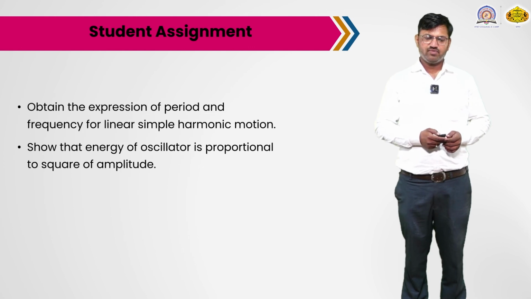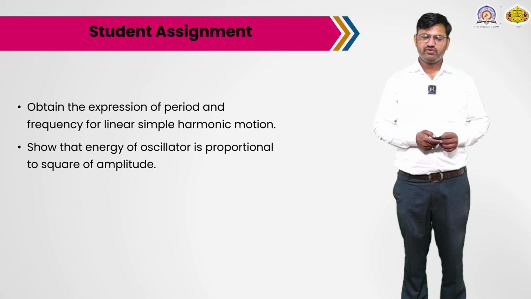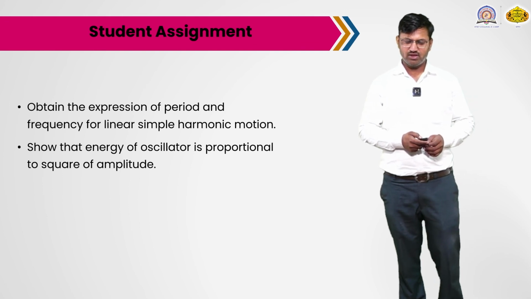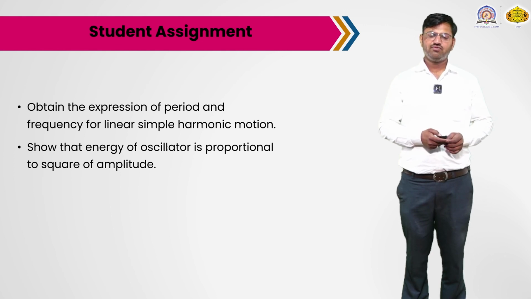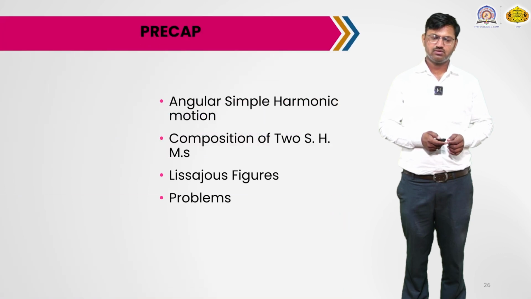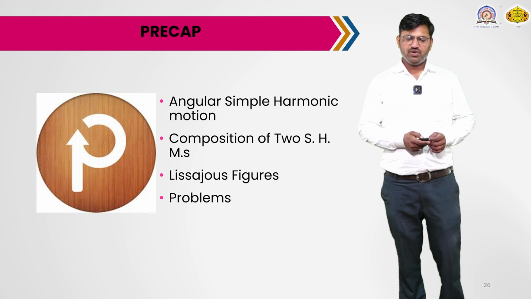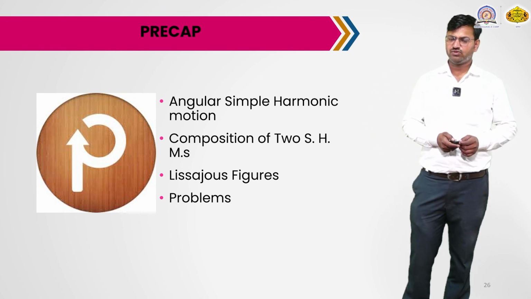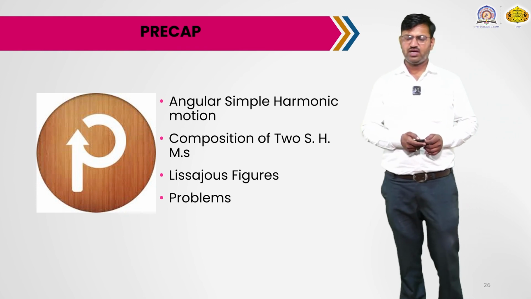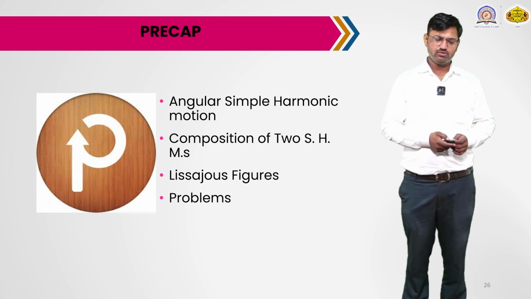Student assignments: obtain the expression of period and frequency of linear simple harmonic motion, and next show that the energy of an oscillator is proportional to the square of the amplitude. Recap: in the next session we will discuss angular simple harmonic motion, composition of two simple harmonic motions, Lissajous figures, and related numericals.